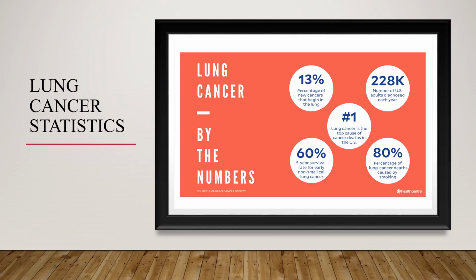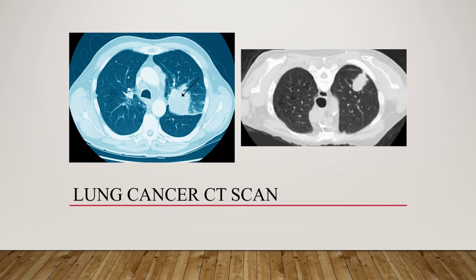Here are the statistics of lung cancer in the United States. 13% of new cancers begin in the lung, and lung cancer is the top cause of cancer death in the U.S. About 228,000 U.S. adults are diagnosed each year, and the five-year survival rate of early non-small cell lung cancer is 60%. And the last one: 80% of lung cancer deaths are caused by smoking, which is a very high statistic. So here are some images of lung cancer.